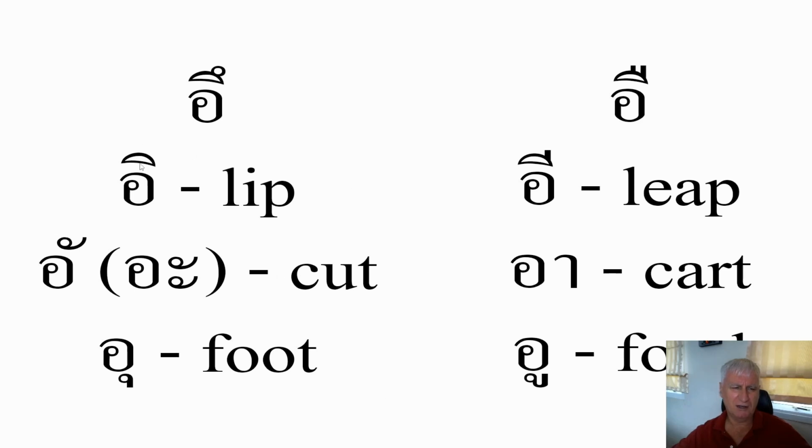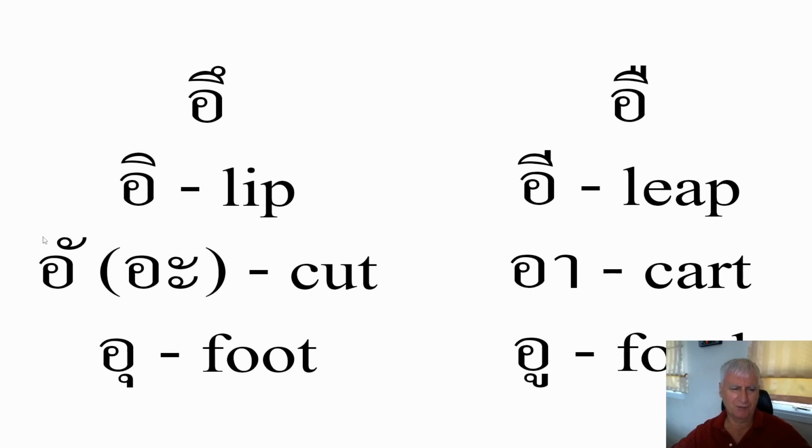We've got the sara it, which makes a short I sound, as in pin or lip. And then when you see that same sort of basic shape with a little line at the end, it's the long vowel, the E, so leap.